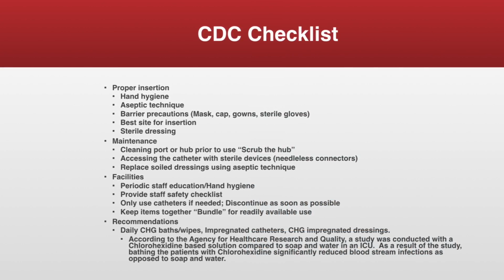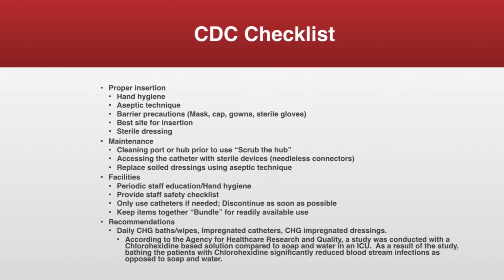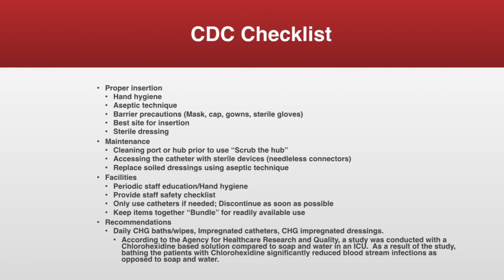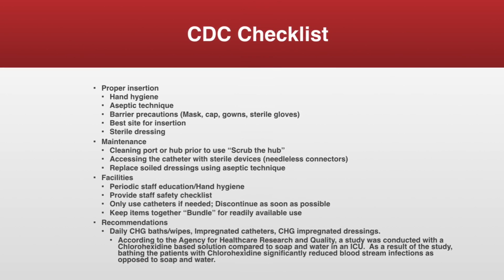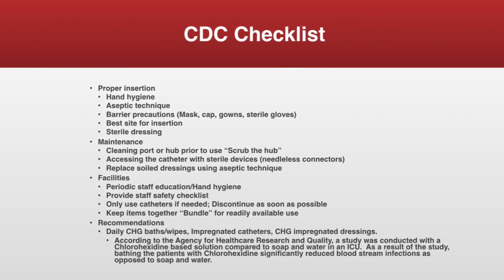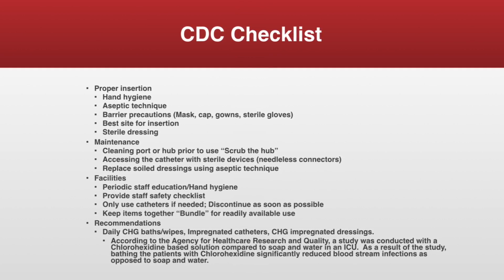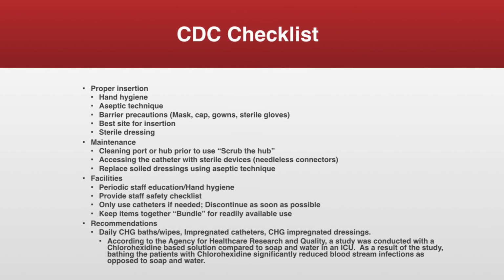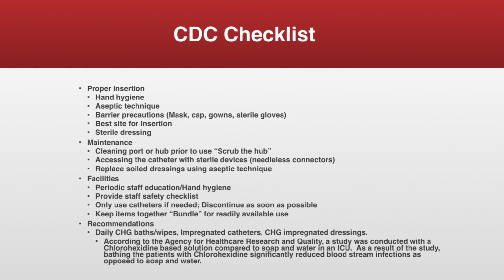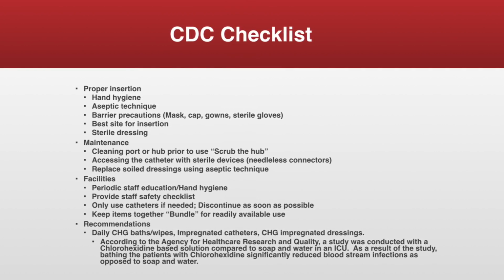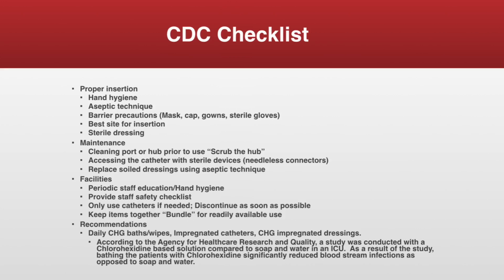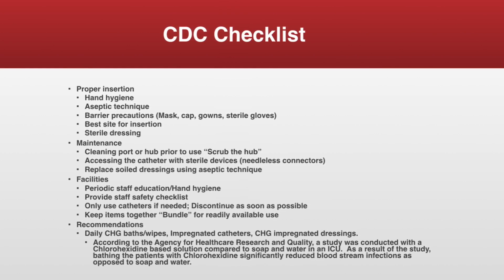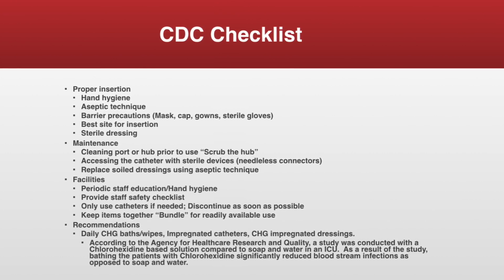To prevent central line bloodstream infections, it is important to follow your company's policies and procedures, along with guidelines of the CDC. The CDC checklist is an effective way to reduce the risk of infection and reminds the staff of critical key points such as proper insertion, maintenance, facilities, and some recommendations such as CHG baths and impregnated dressings or catheters.